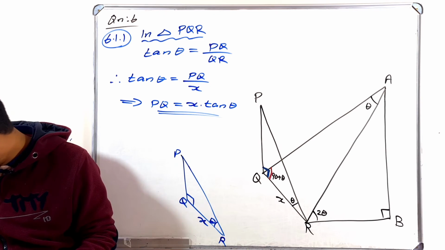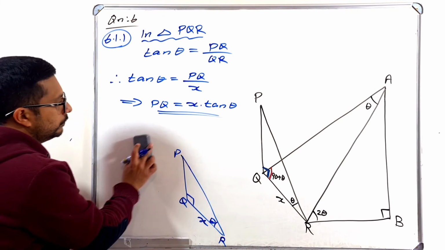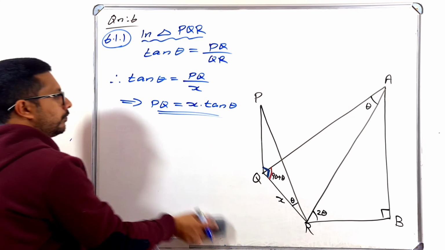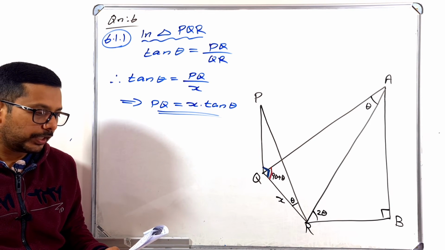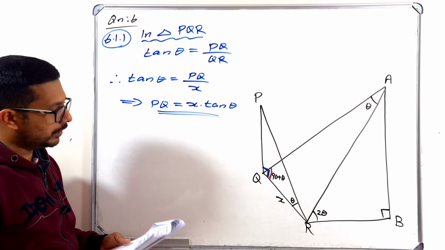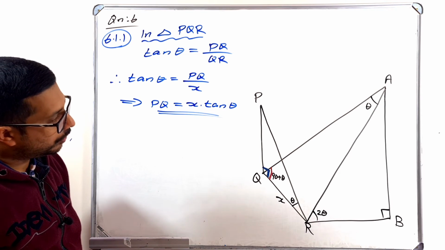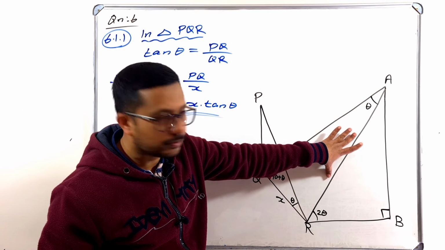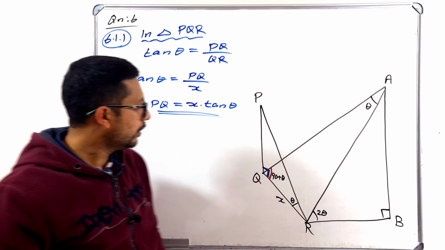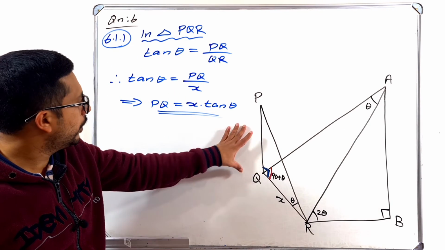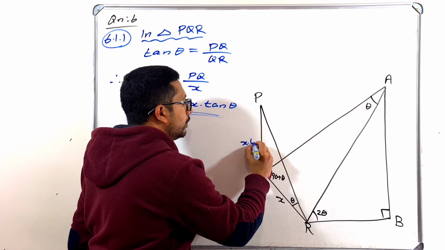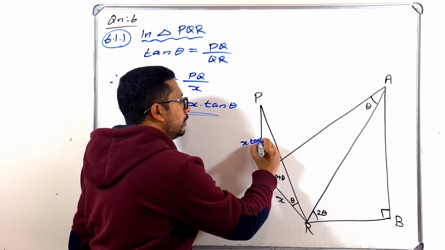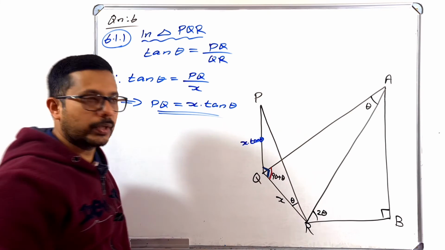Now 6.1.2, what is that question? AR. You have to find AR in terms of X and theta. Where is this AR? Oh, AR is here. This is AR, okay. So what is PQ? X tan theta. Let me write it here. X tan theta. That is our PQ, okay.